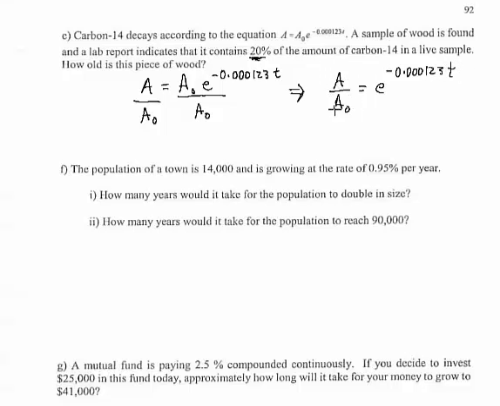And A over A naught is a ratio. It's going to give us a decimal. And what we need to do is take this percentage and change it to a decimal number, 0.2, and this represents the ratio of what's left. Okay, the amount at a particular time divided by the amount that we initially started with. So A divided by A naught gets replaced by 0.2.